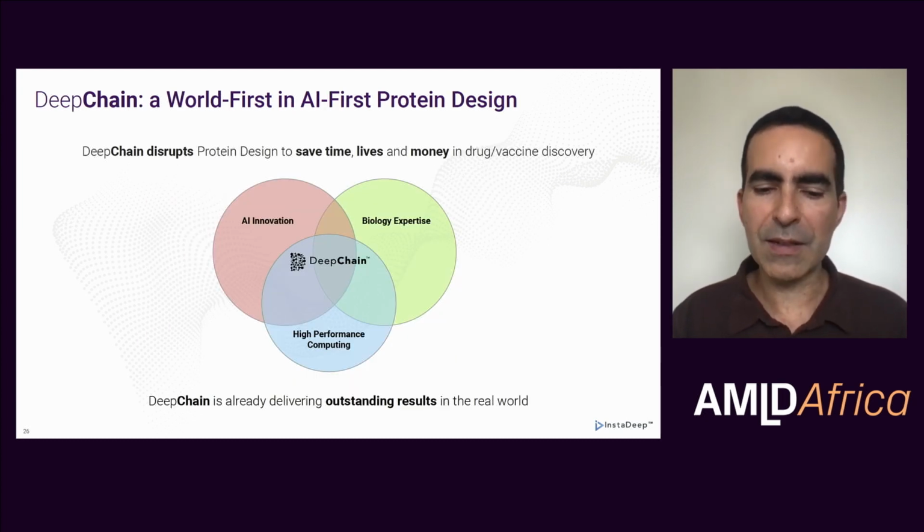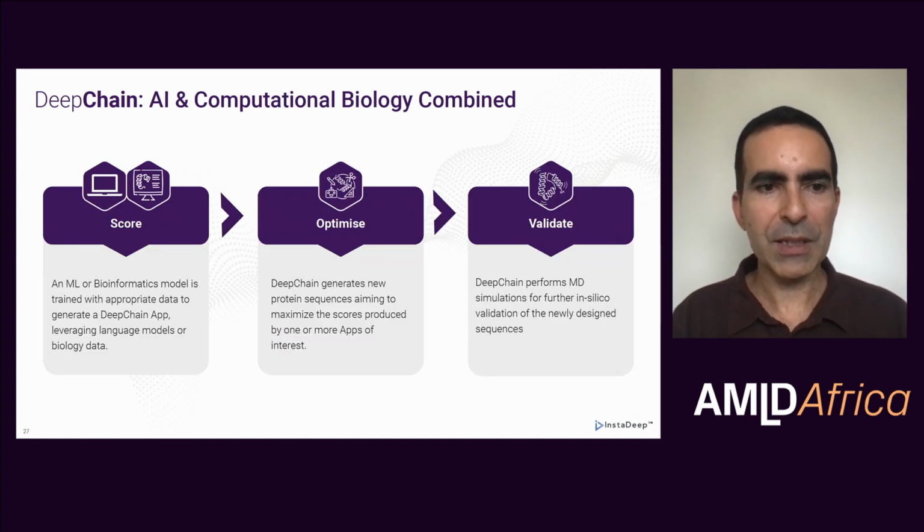And this is the idea that led us to create DeepChain, which is world first in protein design, created by InstaDeep. DeepChain effectively sits at the intersection of AI innovation, biology expertise, and high performance computing, and importantly, is already delivering real results in the real world, which is super exciting. But the notion here is that we make it possible for anyone, including yourself, to actually build very powerful machine learning models to score proteins.